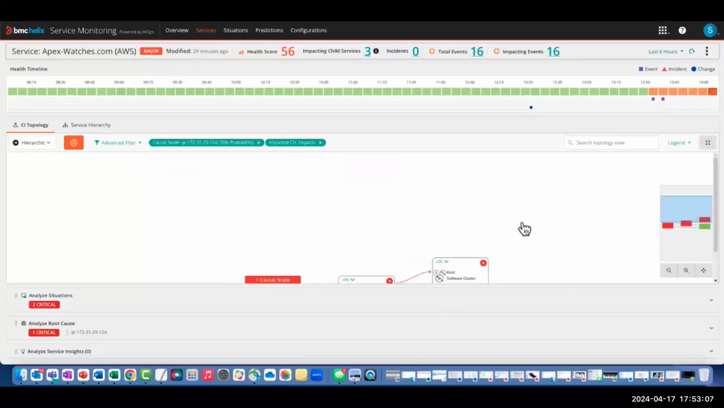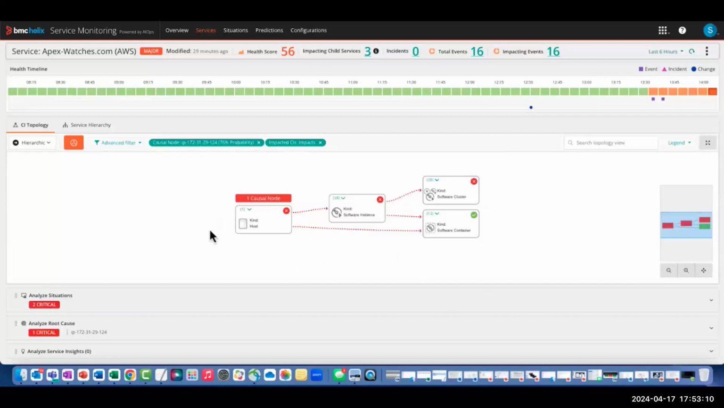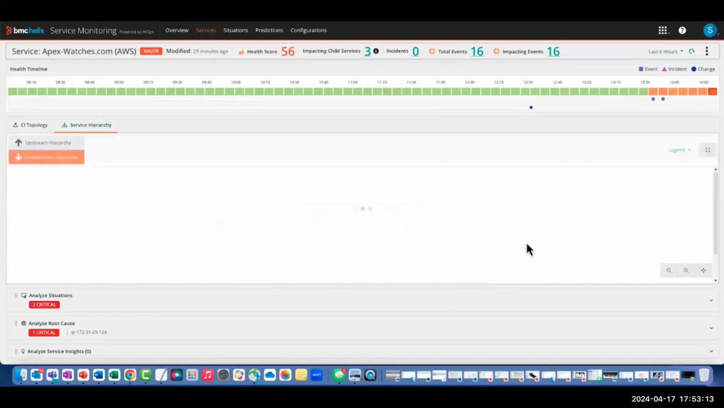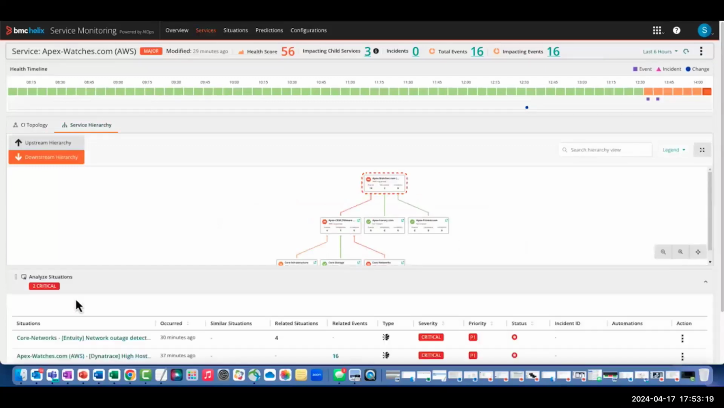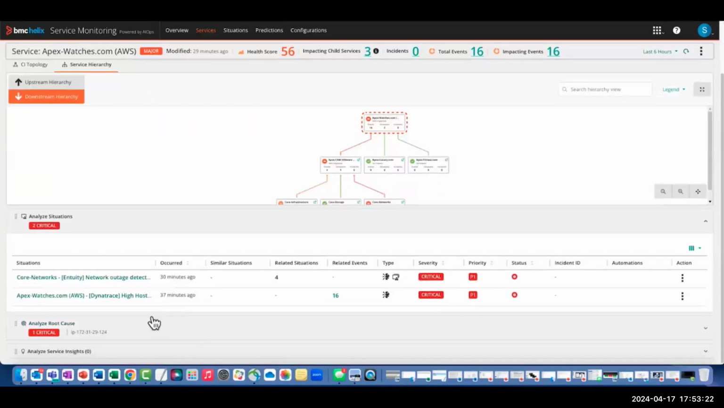Now I can go in from here. So now that I've seen my topology, I know where the problem is. I've seen the impacts on the different services. I can go and analyze the situation. So if I go in, I see that I have 2 situations, one coming from Intuity, the other one coming from Dynatrace, and one happened 30 minutes ago, another one 37 minutes ago, but I see that I have my primary situation.